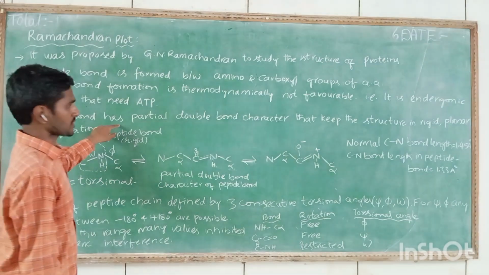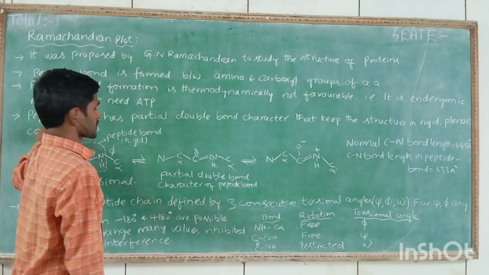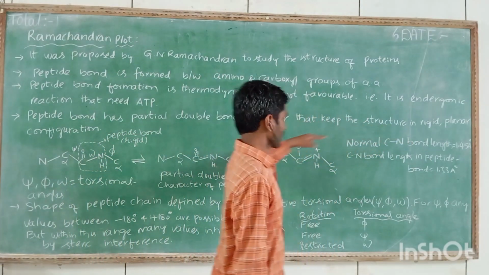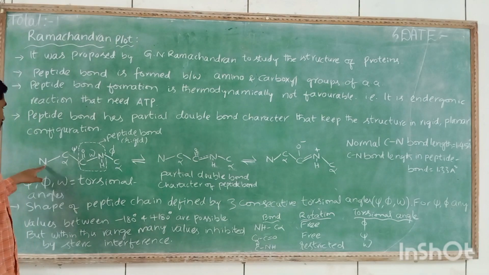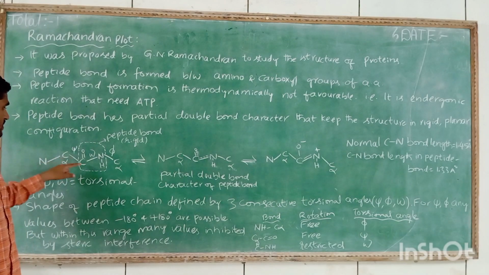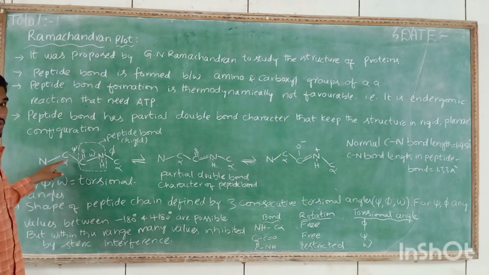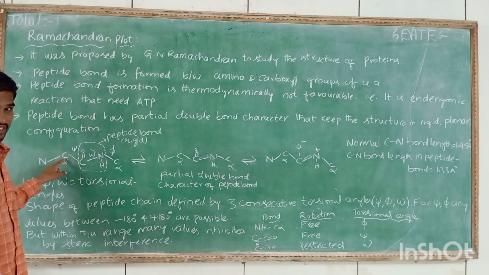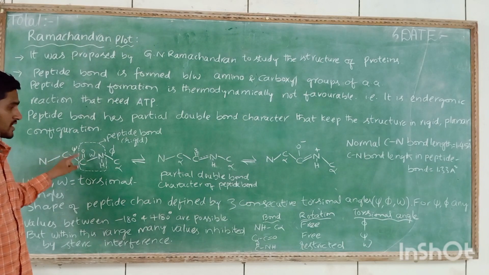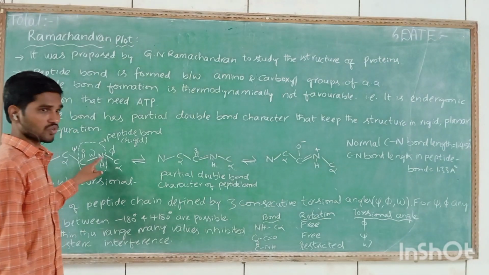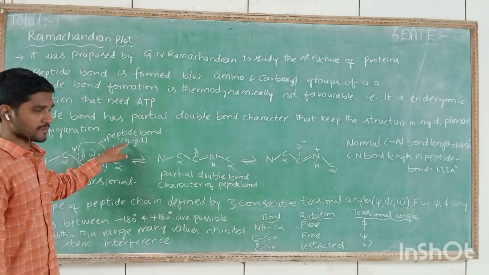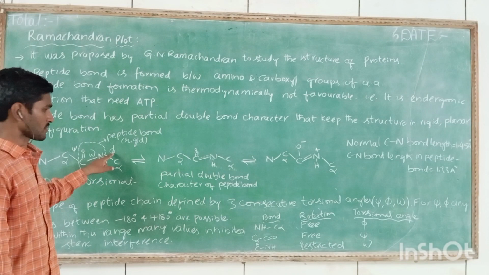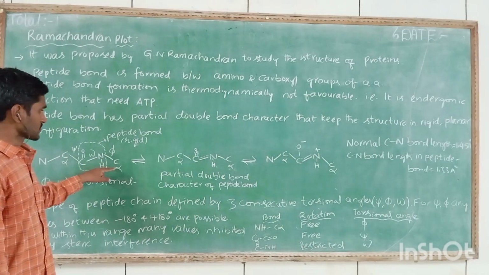The peptide bond has partial double bond character that keeps the structure rigid and planar. The polypeptide backbone can be shown as N-C-C, N-C-C like that. The bond formed between C alpha and the CO is shown by psi. The bond formed between C and N is shown by omega, which is called the peptide bond or rigid peptide bond. The bond formed between NH and C alpha is shown by phi.